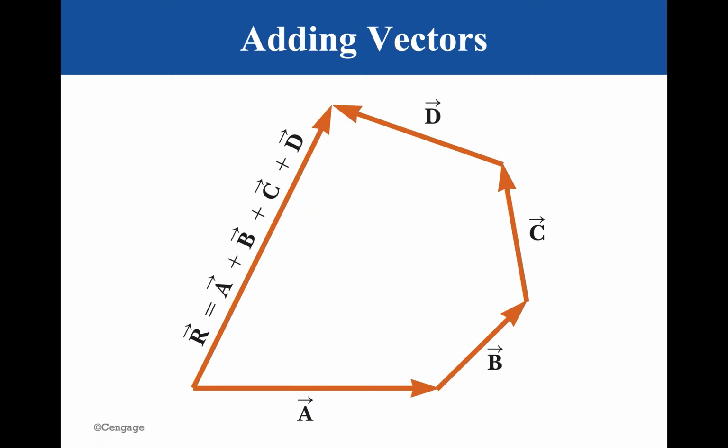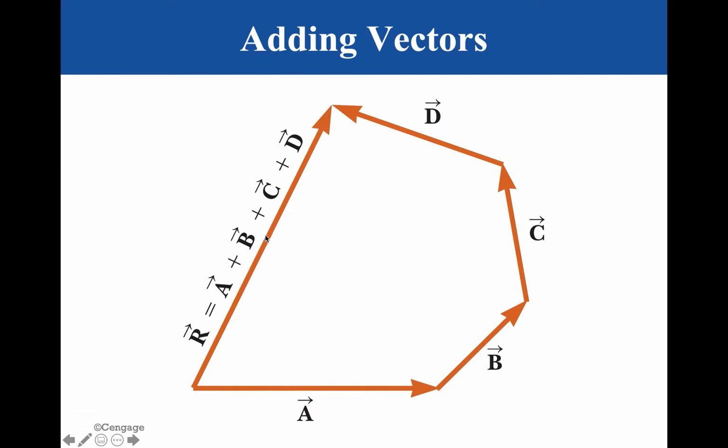I can add a bunch of vectors together simultaneously. Here's a plus b plus c plus d. I use the same method, arrow to tail, tail to arrow, tail to arrow, tail to arrow. The final termination point and the origin point, a vector that goes from the beginning to the end point, is in fact the sum of all those vectors.